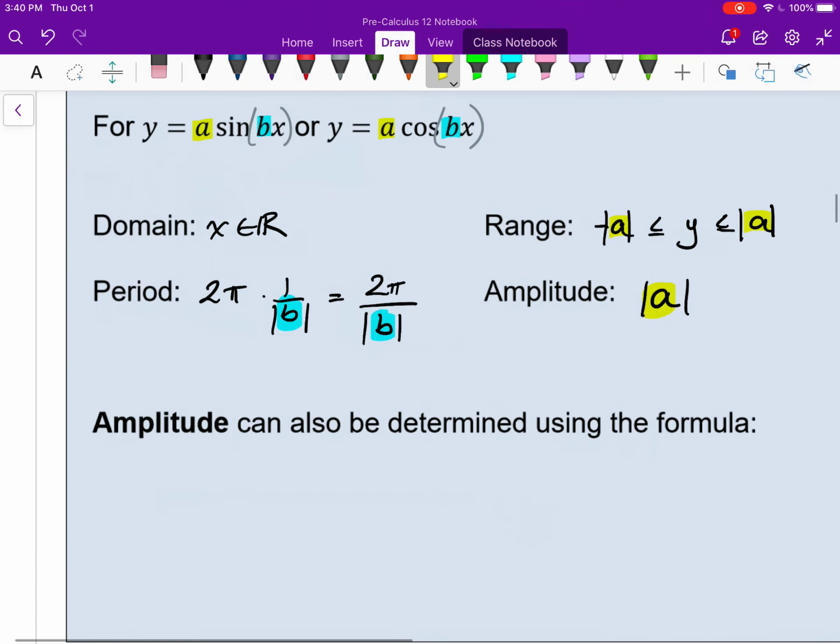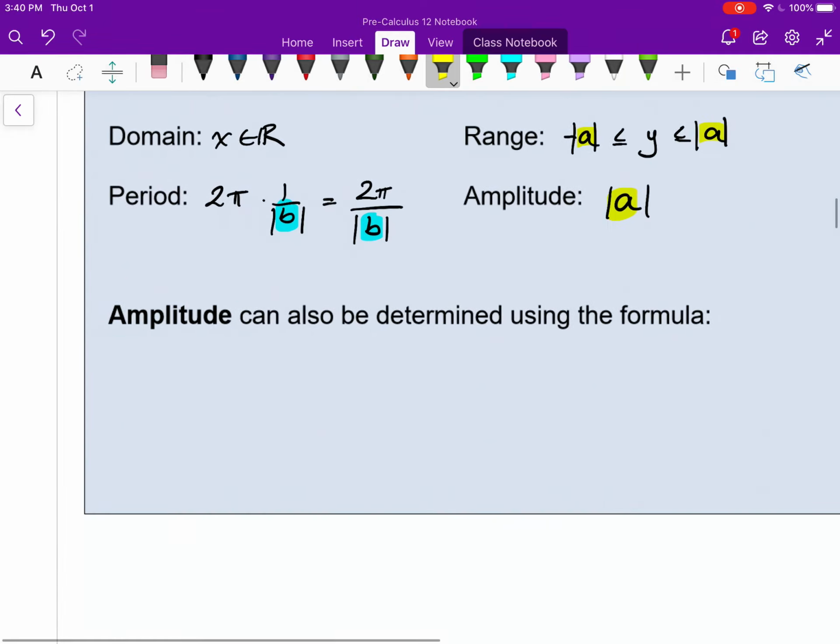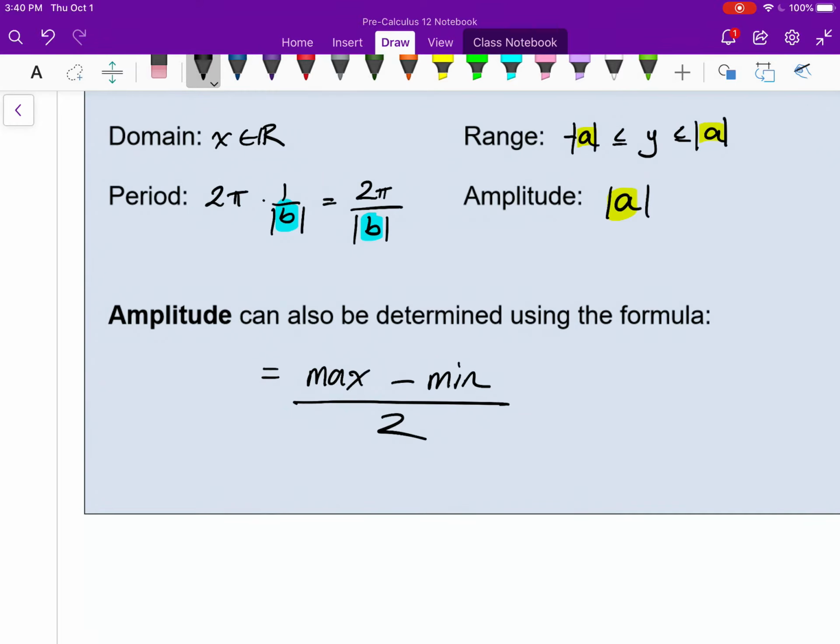Lastly, amplitude. Right now, amplitude is pretty easy to figure out by looking at the equation or by looking at a graph. However, later on, this simple formula will be helpful. You can always figure out the amplitude of any wave by taking the maximum value of the output, minusing the minimum value of the output, and dividing that all by 2. That'll always work. Although honestly, this is not very useful right now.